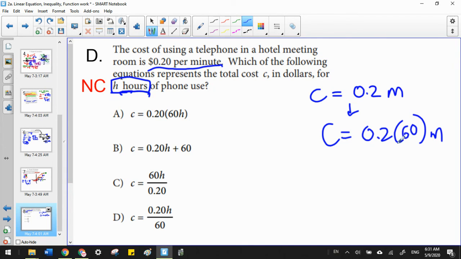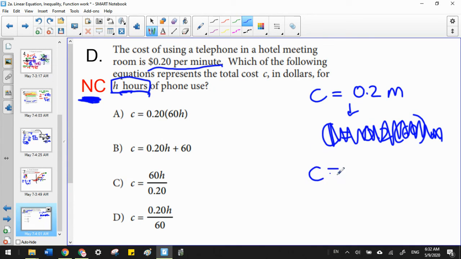And because it's not super great, a question like this feels like it can take a while. We're going to try this the technical way, and then I'm going to show you a different way to do it. And notice that this is a no calculator section. So the original setup I have is 20 cents per minute, but they want to do this based on hours of phone use.